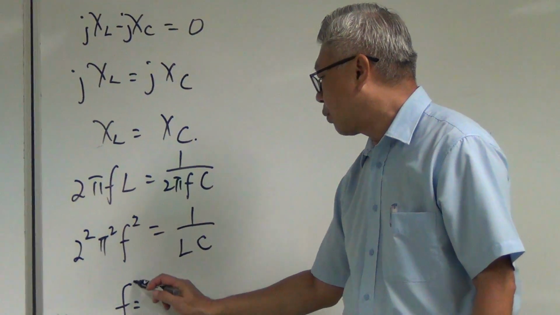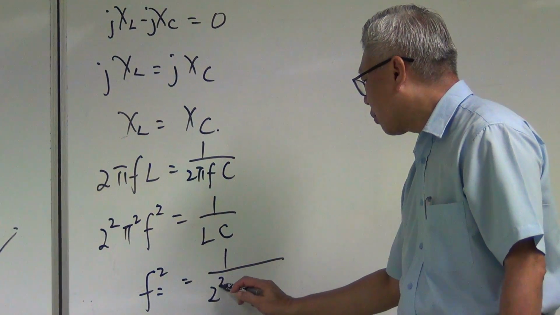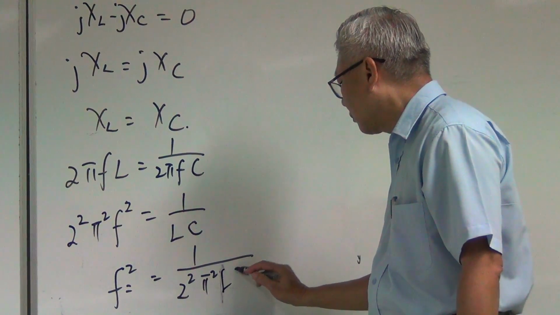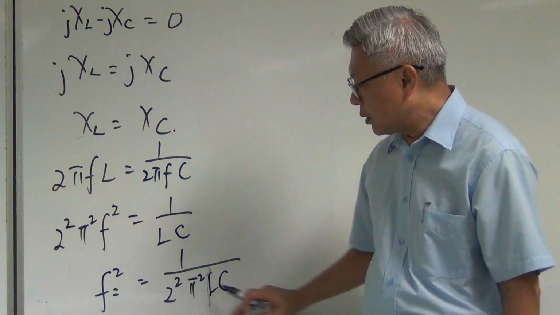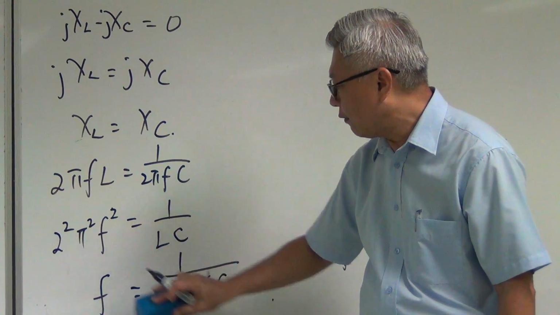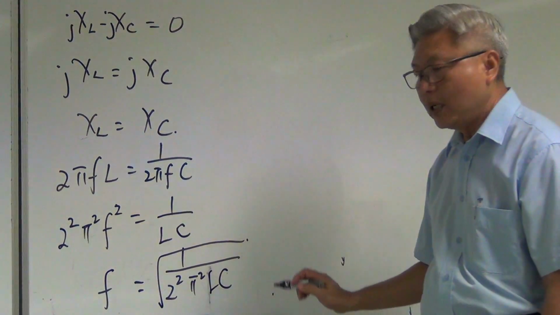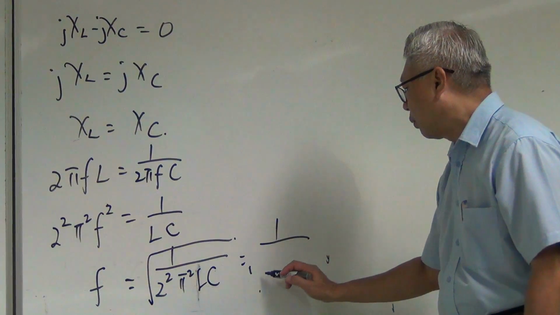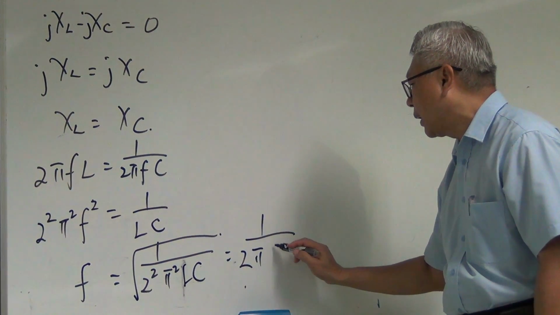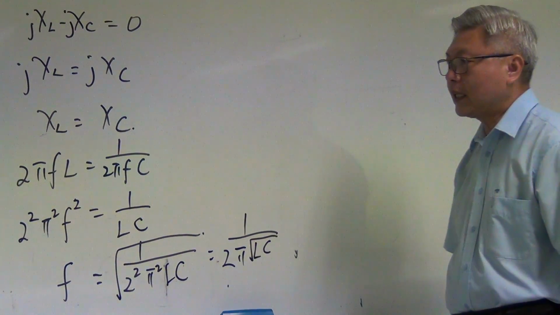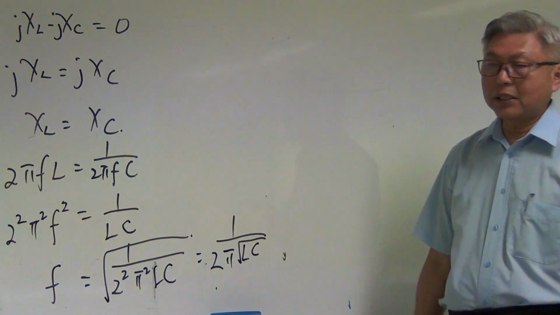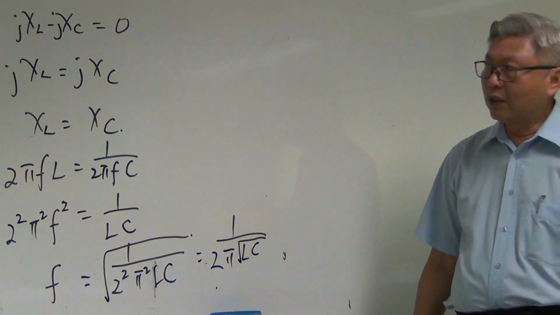So F squared is equal to 1 over 2 squared pi squared LC. And if I want just the F alone, I square root the whole thing. So that becomes 1 over 2 pi square root LC. That's how this formula comes about. The resonant frequency is equal to 1 over 2 pi square root LC. Okay, so that's called resonant frequency.